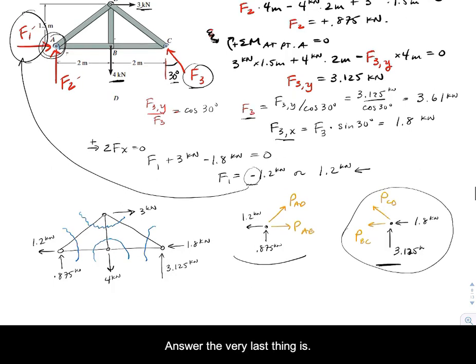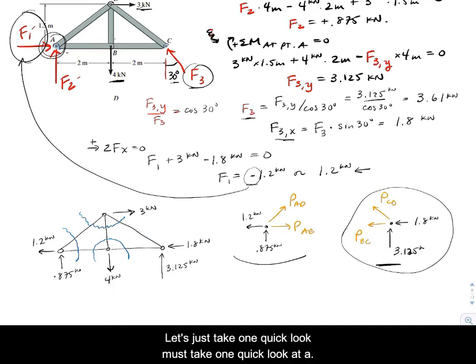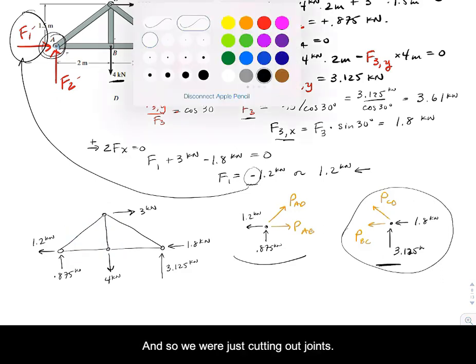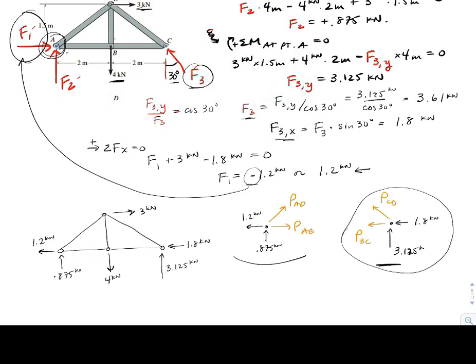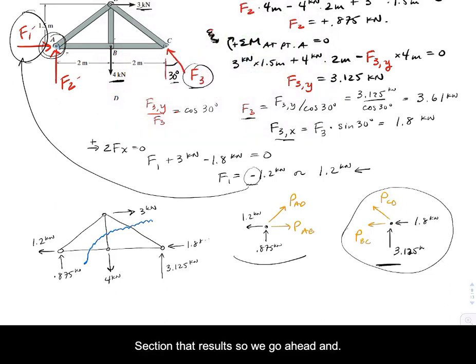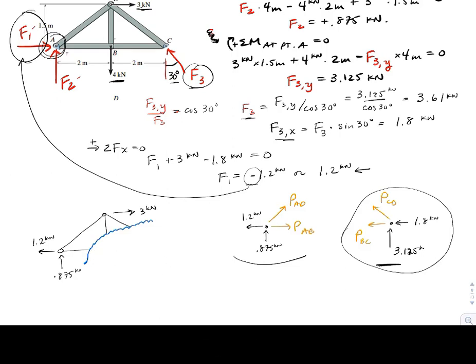And so the very last thing is, let's just take one quick look at a section cut. And so we were just cutting out joints, but we could perhaps have cut all the way through right there. And so let's take a look at the section that results. So we go ahead and drop that side.